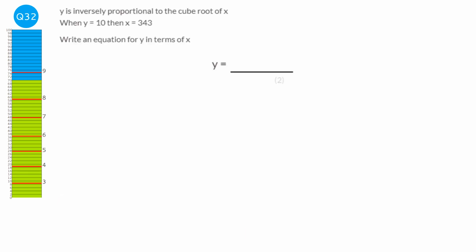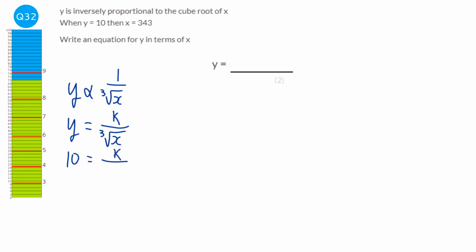So we're told that y is inversely proportional to the cube root of x. And to get rid of this proportionality sign here, we just convert it to an equals and times the right hand side by k, which represents a constant. And we now need to figure out what that constant is. So we're going to feed in the value of y and x that's given to us in the question. So we've got 10 equals k over cube root of 343.